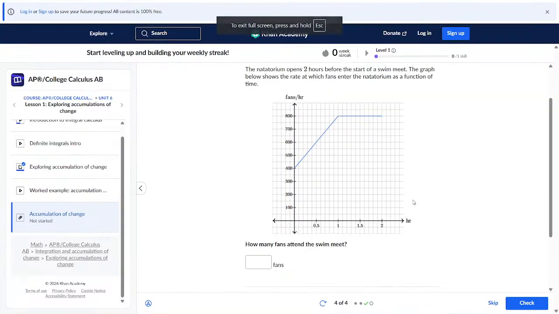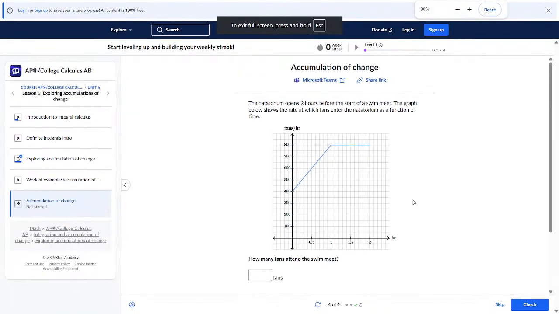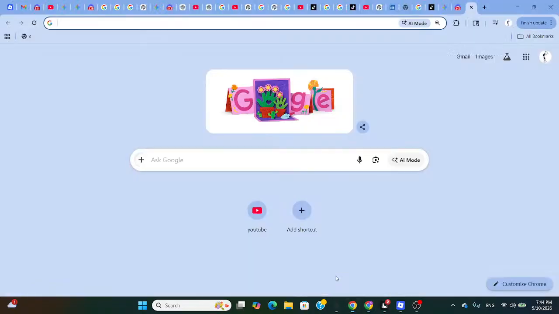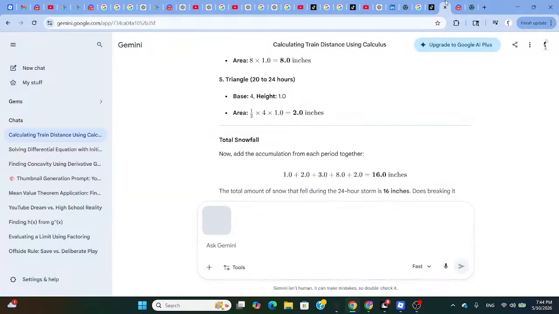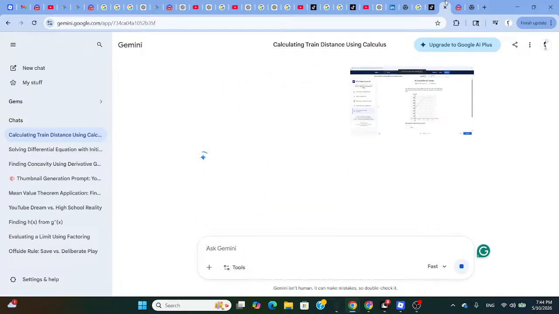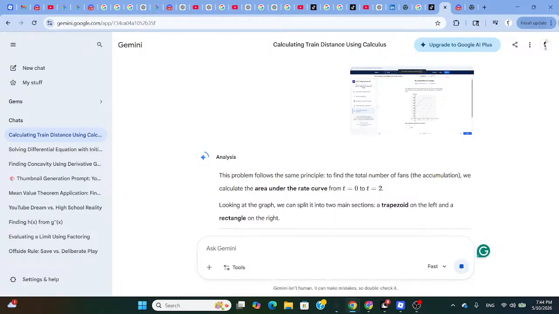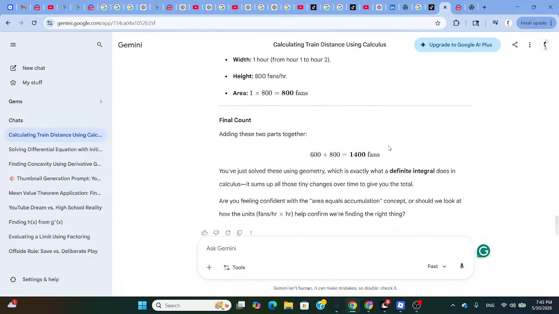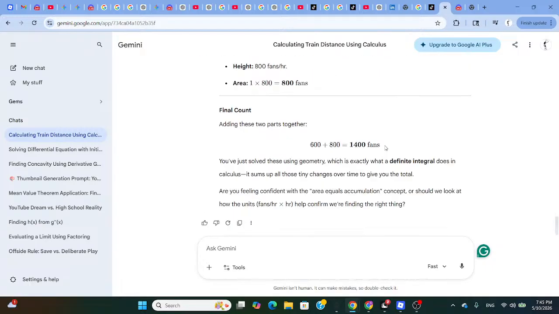Bro, let me put that in ChatGPT, or Gemini. Let me put that in Gemini again, bro. It's just raps at this point, dog. It's actually raps. Oh, crap. So, 1,400 fans?